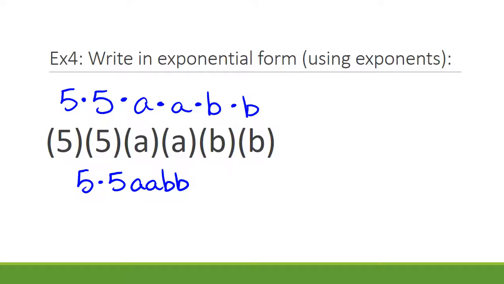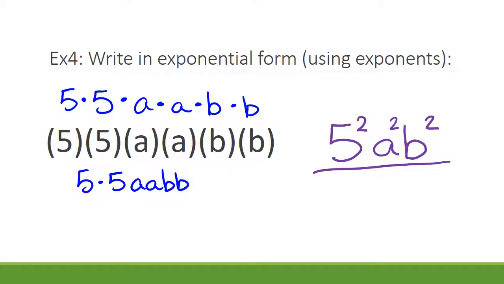All right, no matter how we write the question, we want to write in exponential form. I have a base of 5, a base of A, and a base of B. How many 5s do I have? 2 of them. How many A's do I have? 2. And how many B's? 2. So this would be my solution if I'm asked to write an exponential form.